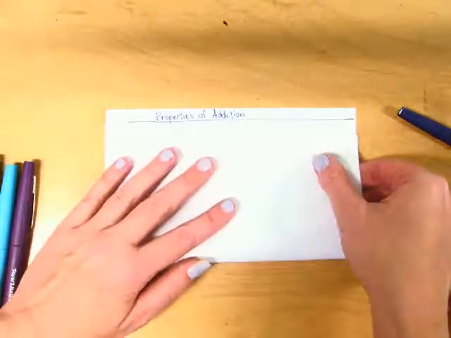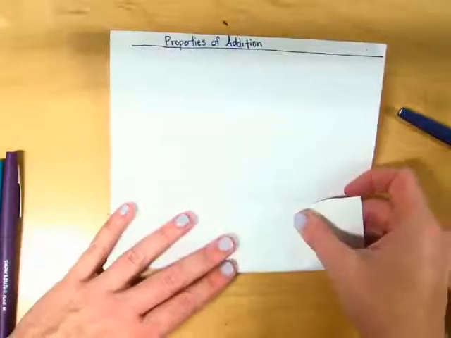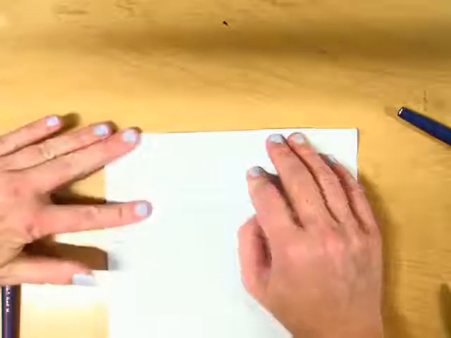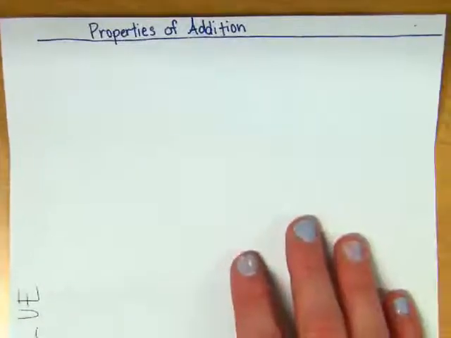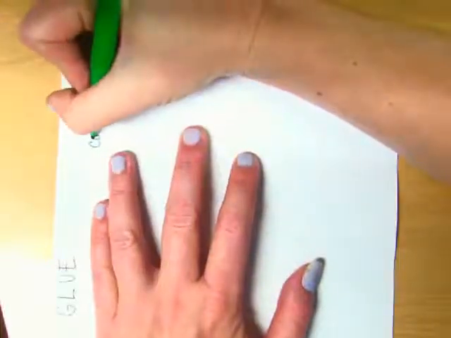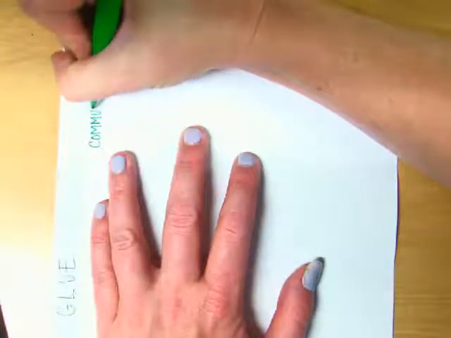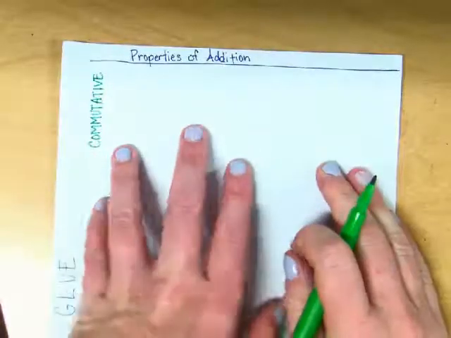So if you want to, give yourself some boundaries there so you know where you need to keep your writing in. You can fold it like that just to give yourself some boundaries. So the first property that we're going to be looking at for the properties of addition will be commutative. We spell that C-O-M-M-U-T-A-T-I-V-E. Commutative.